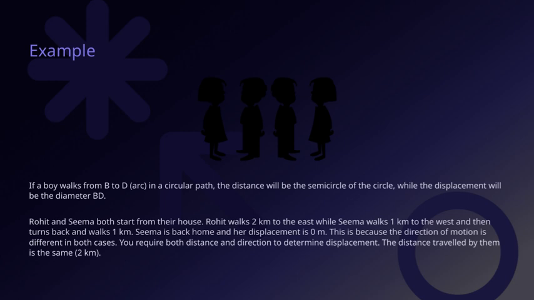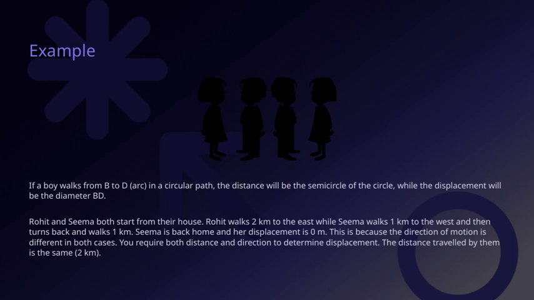It's not enough to know how far someone has traveled. You also need to know in which direction they moved. For example, Rohit traveled 2 kilometers east, and Seema traveled a total distance of 2 kilometers as well, but in different directions. Now, let's consider a circular path.